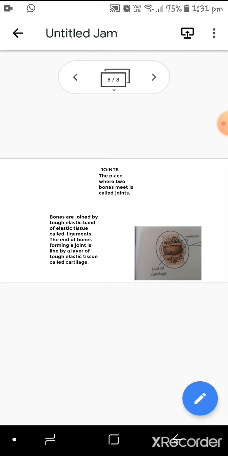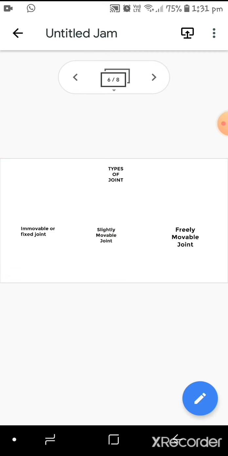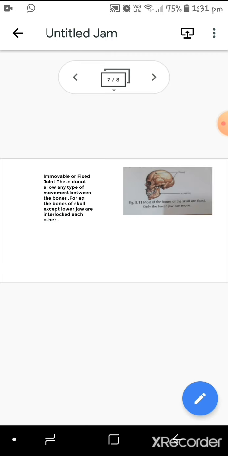Now we will discuss the types of joint. How many types of joint do we have? We have three types of joint. They are immovable or fixed joints, slightly movable joints, and freely movable joints. Immovable joints, as the name suggests, do not allow any type of movement between the bones. For example, the bones of the skull are interlocked with each other except the lower jaw. They are held together by fibrous cartilage and do not allow any type of movement.